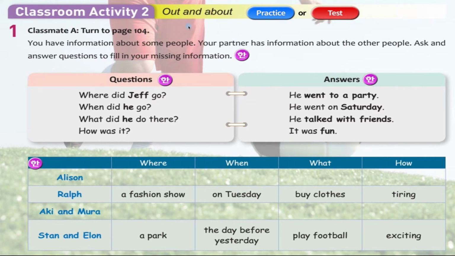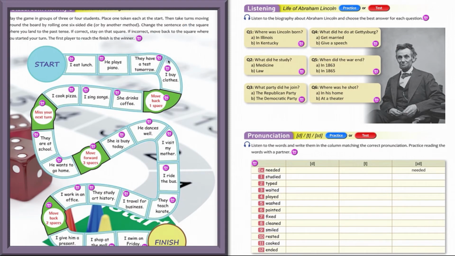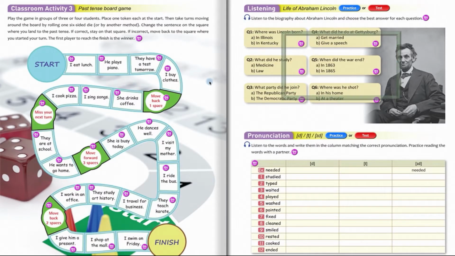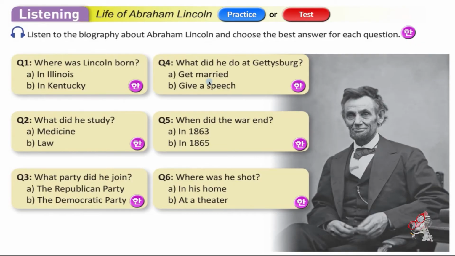This classroom activity we're going to leave until we get back to class, because you need more than just one or two people. So let's skip that one. Definitely you need to be in the classroom to do this one. We need to roll the dice, and you need two or three people, so no fun. Let's move on. But listening, we can do this one.